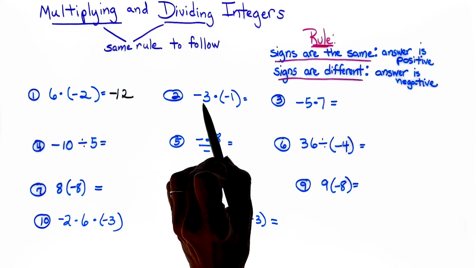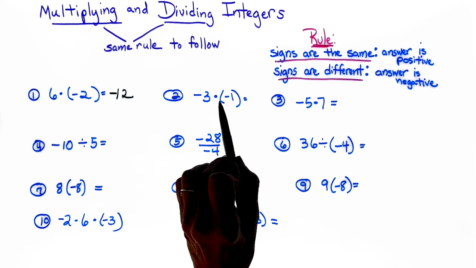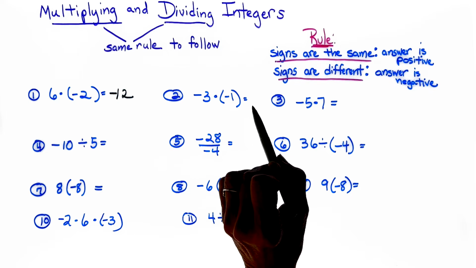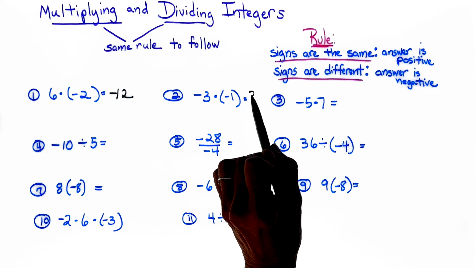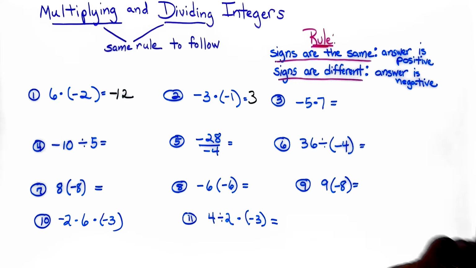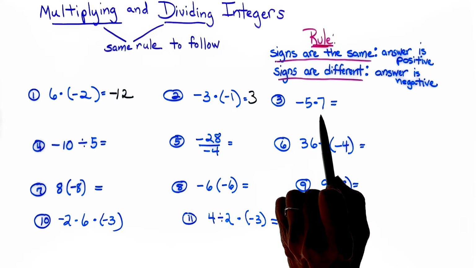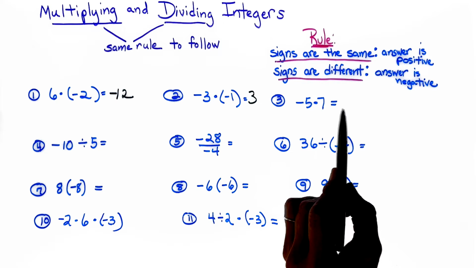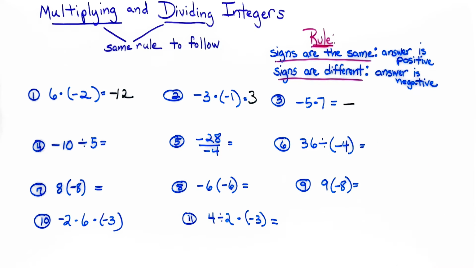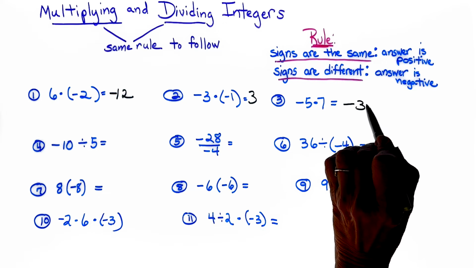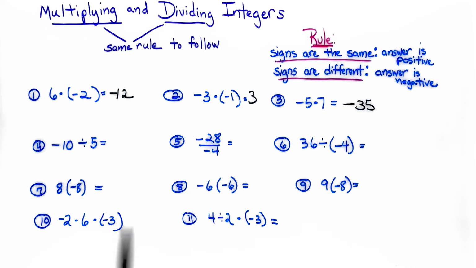For number 2, we have a negative 3 times a negative 1. Well, both signs are the same, so I know the answer is going to be positive, and it is a 3. For the next one, we have a negative 5 times 7. Well, one is negative and one is positive, so that means our answer must be negative, and 5 times 7 is 35. So those were examples of multiplication problems.